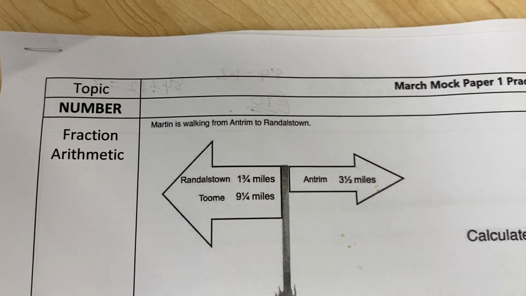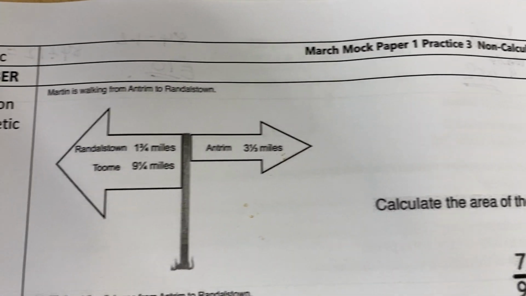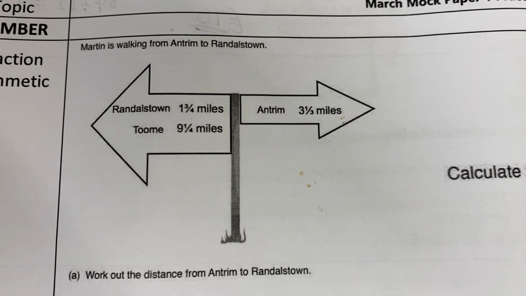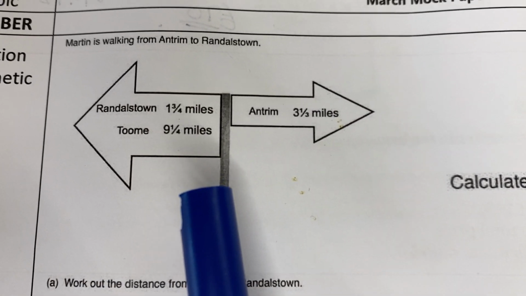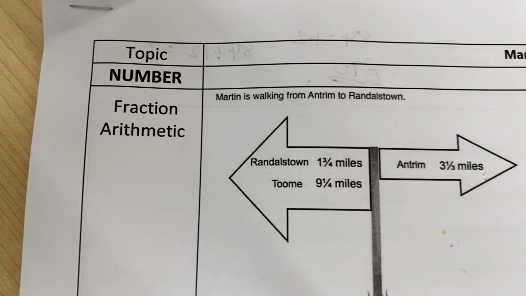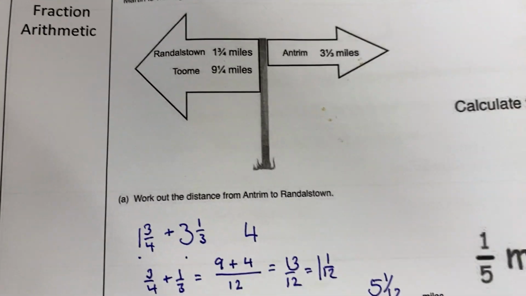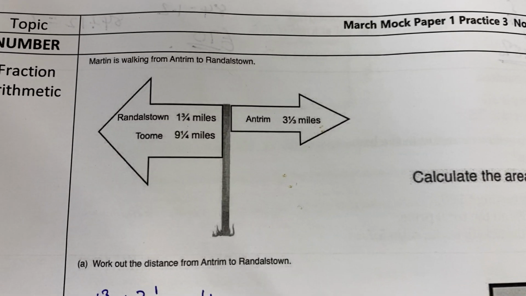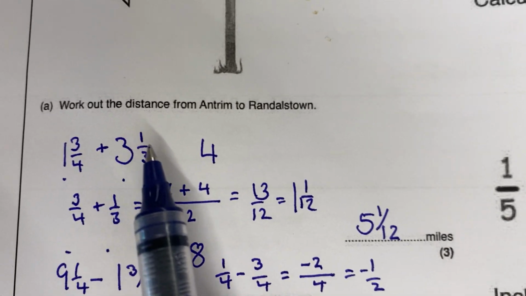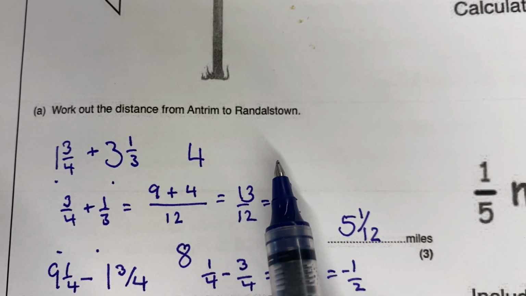Okay, so we're looking at the third and final practice paper, the mock one. And we can see here it's about fractions again, because we know we're going to ask a question on that. So here we go. It says here, work out the distance from Atrium to Rattlesnake.